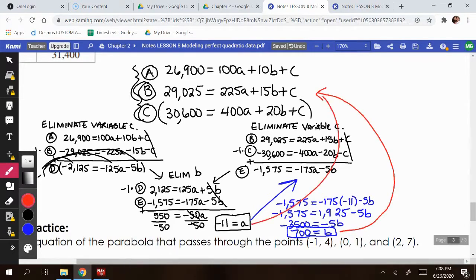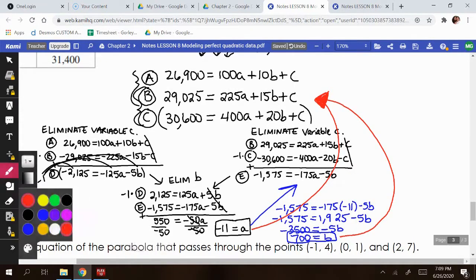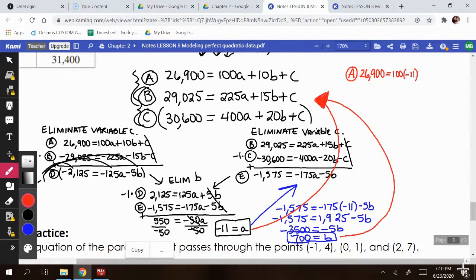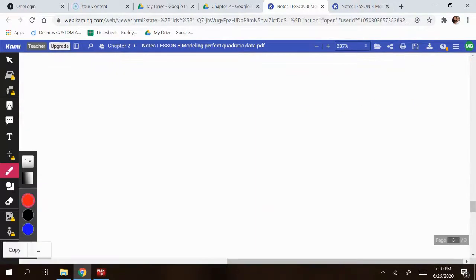in to one of the original equations, and you can pick any one that you want. Okay, so let's see, I'm just going to do the first equation. Okay, so when I plug it back into equation A, I'm going to have 26,900 equals 100a. A is negative 11 plus 10b. B was 700 plus c.